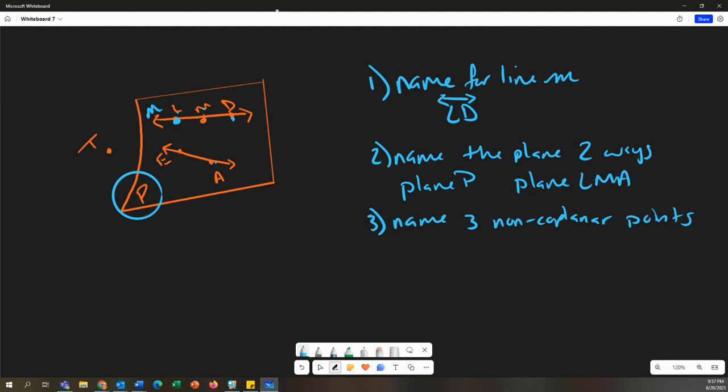Name 3 non-coplanar points. Non-coplanar means not on the same plane. So they're not on the same plane. Well, T out here is floating off of the plane, so as long as I include it, they're not all coplanar. So point P, point E, and point M. Since T is not on that plane, these would be not coplanar.